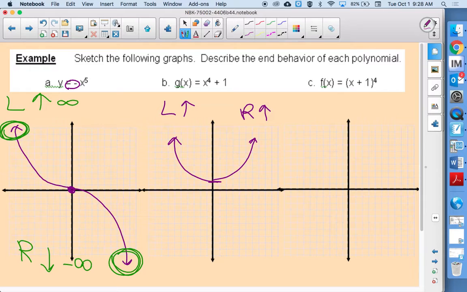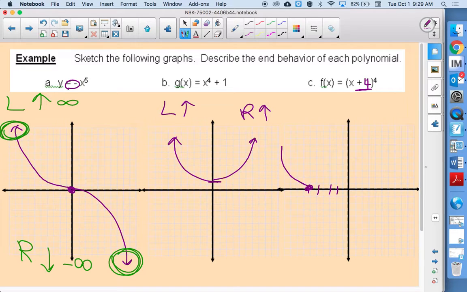So then letter C, we have in parentheses x plus 1 to the 4th. Garrett, how's that graph moving? Oh, it's moving left 4. Left. Sure. Left 4, sorry Garrett, I apologize.